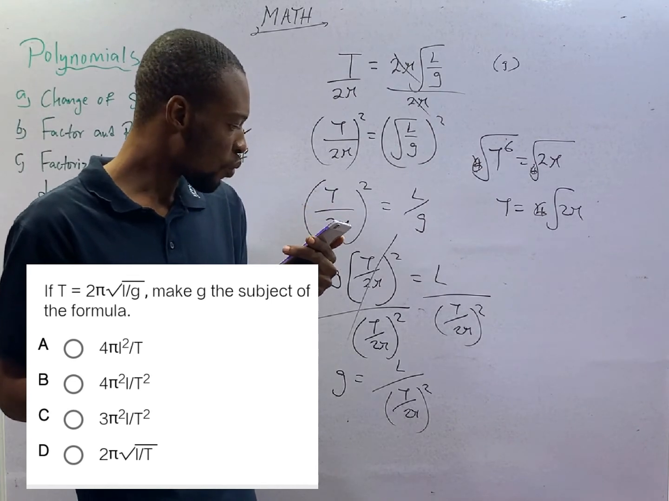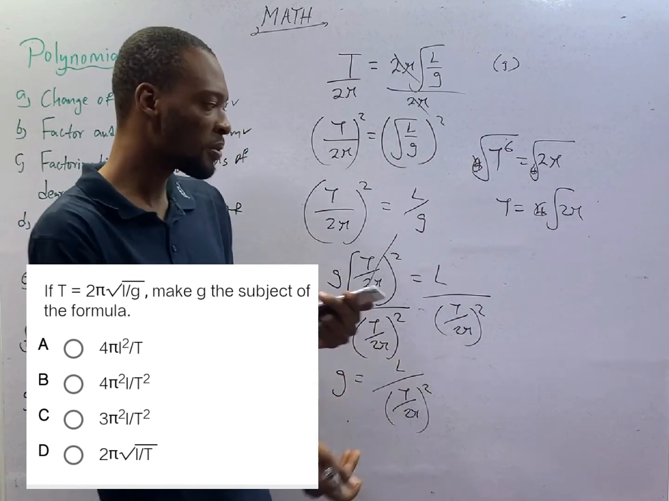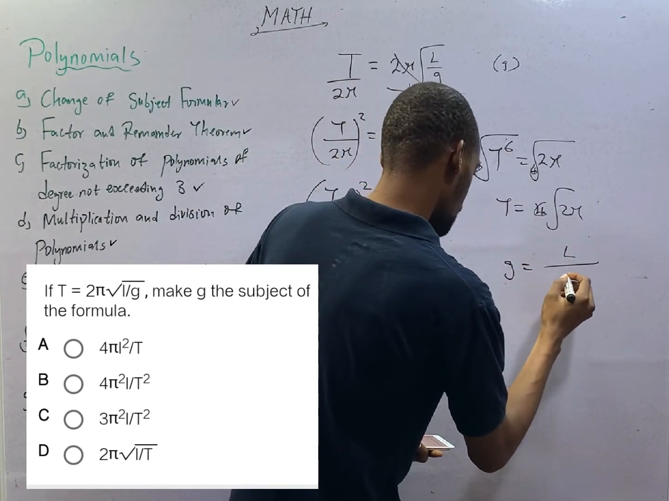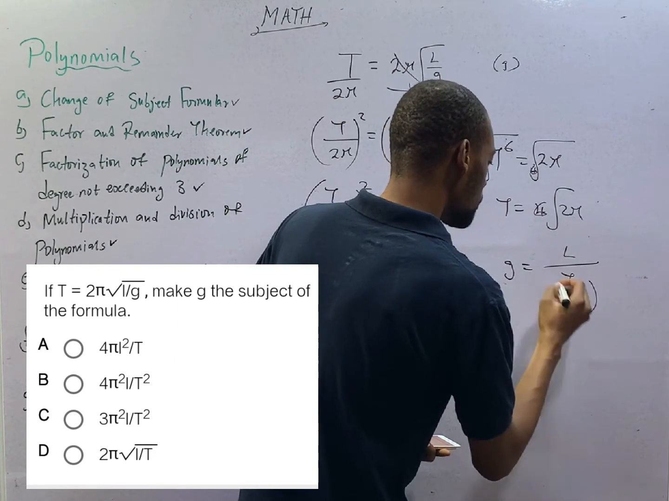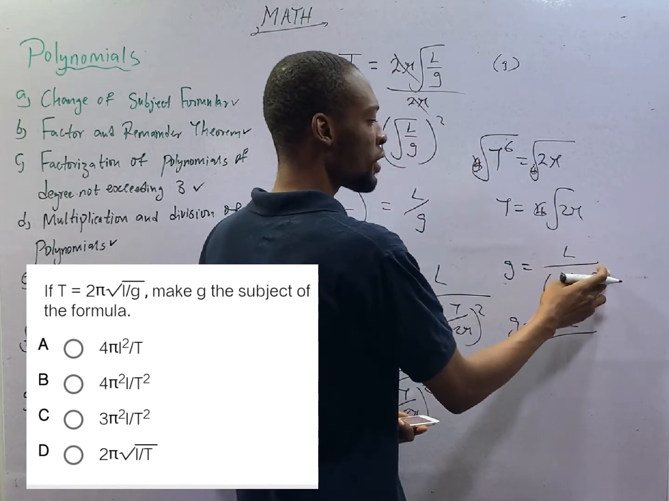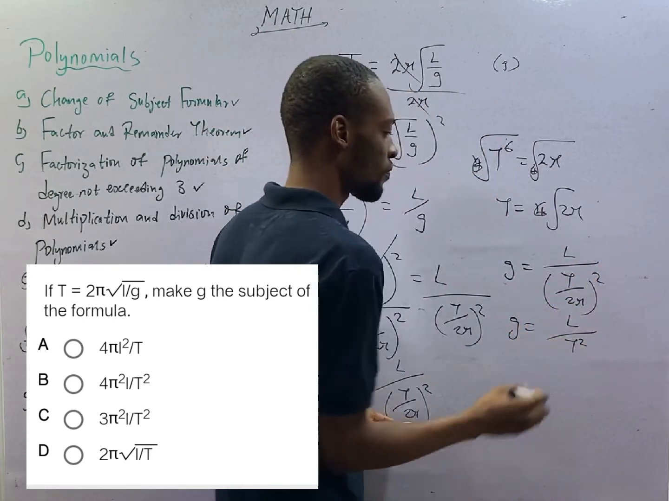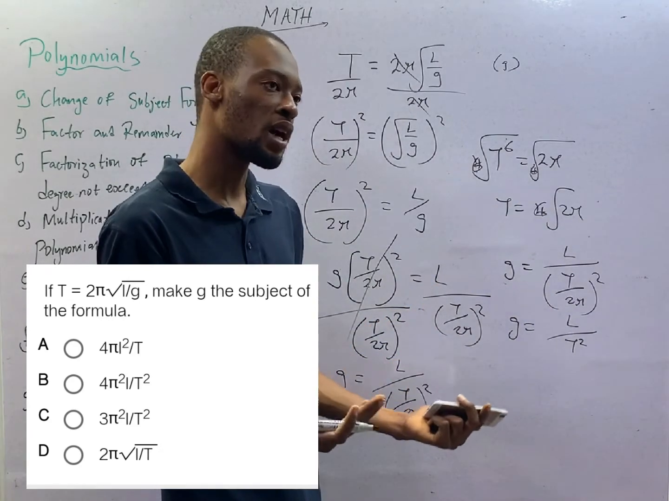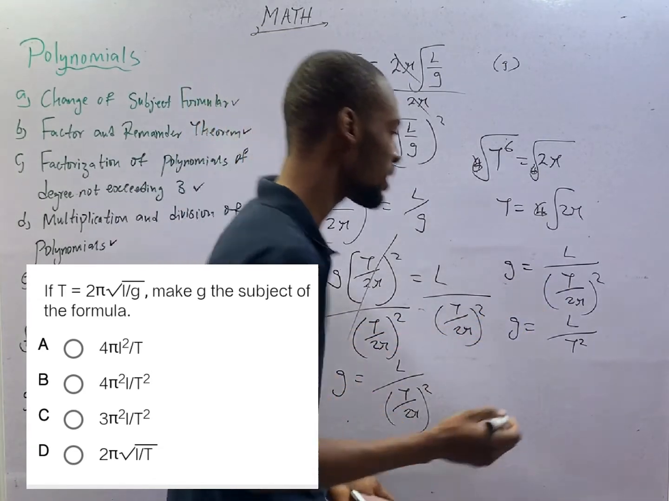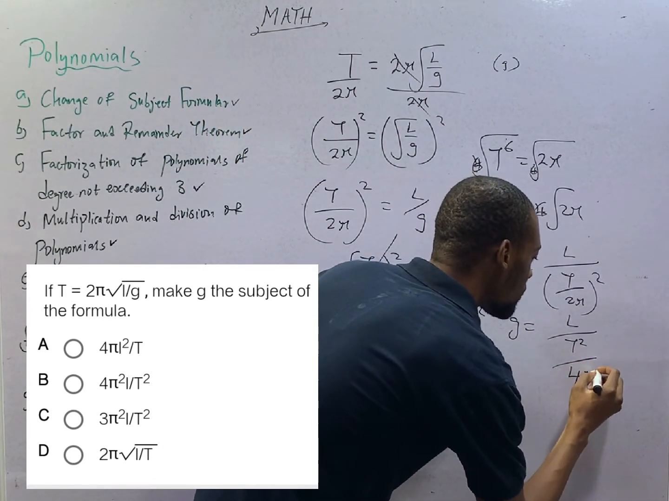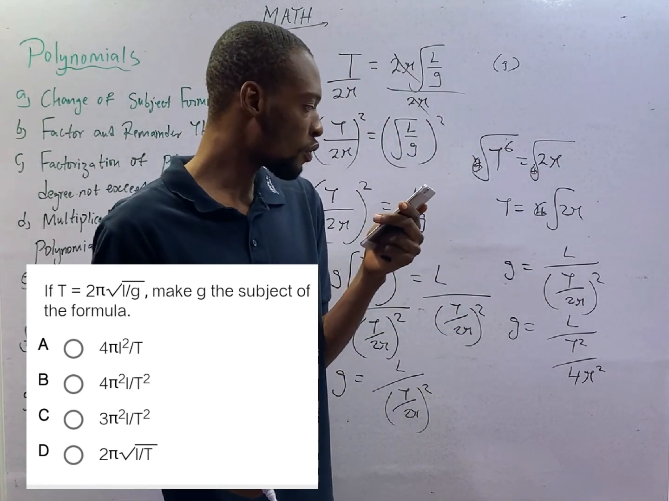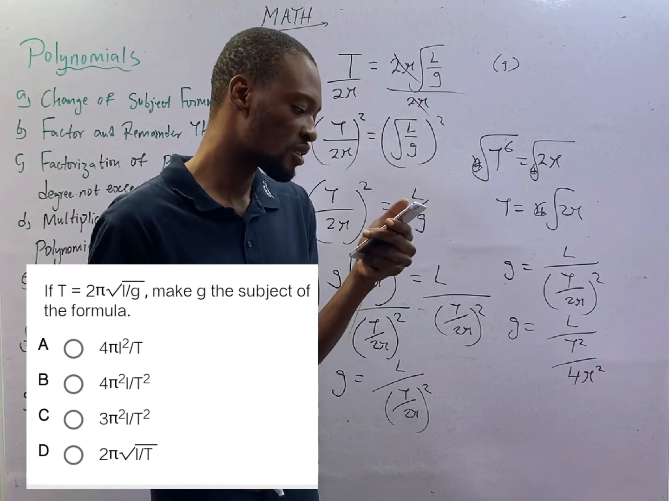From the options, what they did is they opened up the bracket. If we have G equal to L over t over 2 pi squared, this is the same thing as L over t raised to the power of 2, which is t squared, and 2 pi raised to the power of 2. 2 raised to the power of 2 is 4. Pi raised to the power of 2 is pi squared. So here will be 4 pi squared. So L over t squared over 4 pi squared.